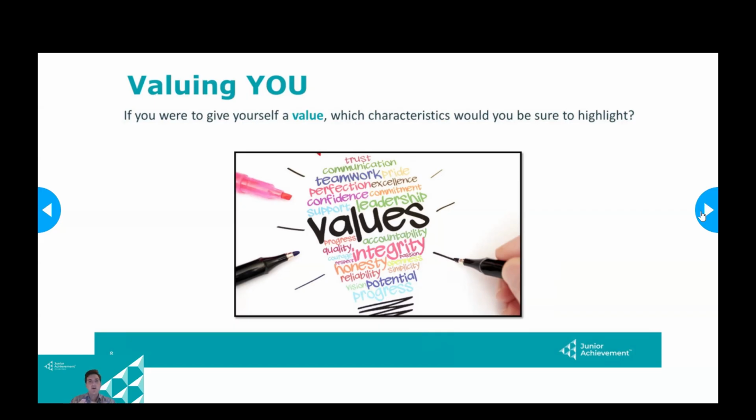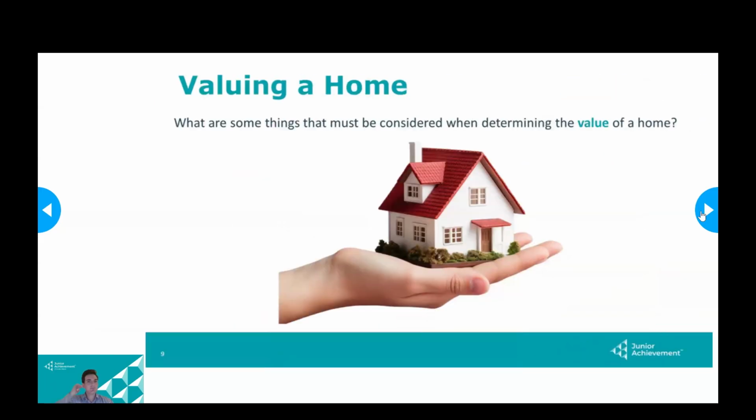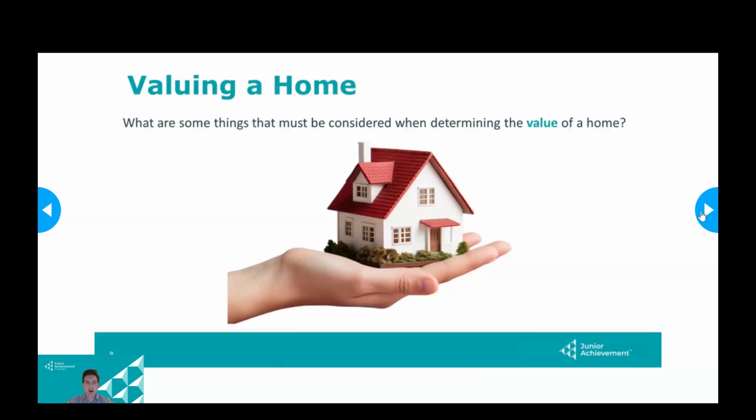So that's a way you can see how your value is comparable to others in the market. So, how would you value a home? To value a home, in my opinion, you would compare it to what other homes have in the area. So, how would you compare it?